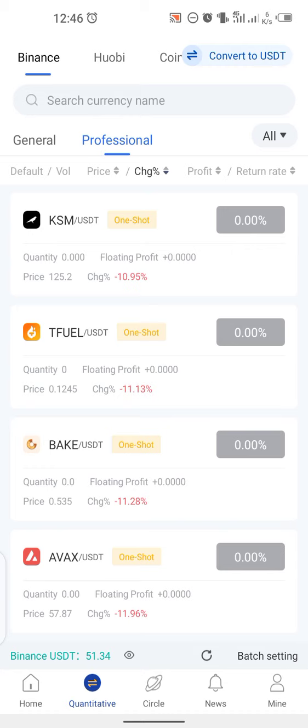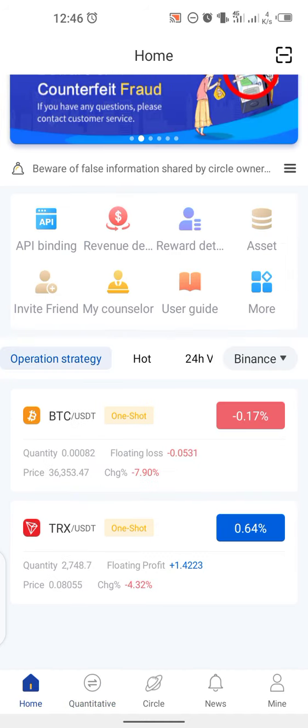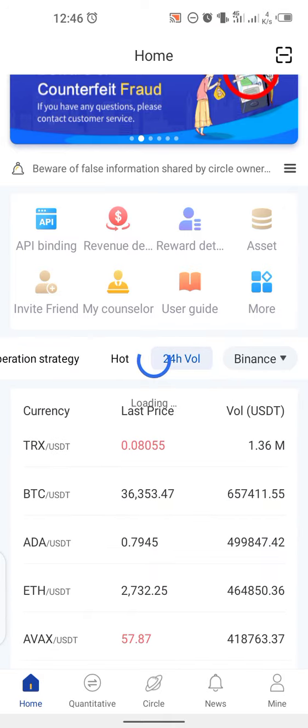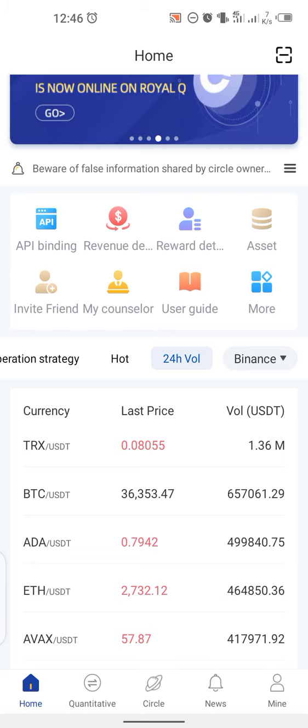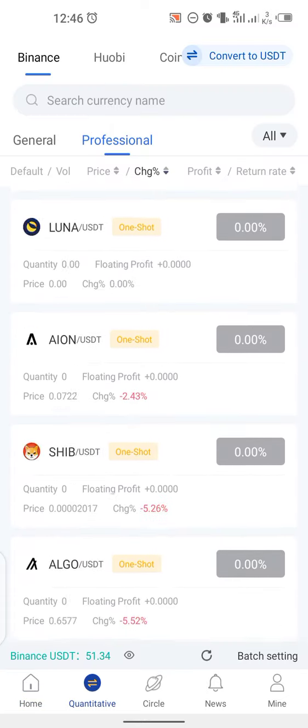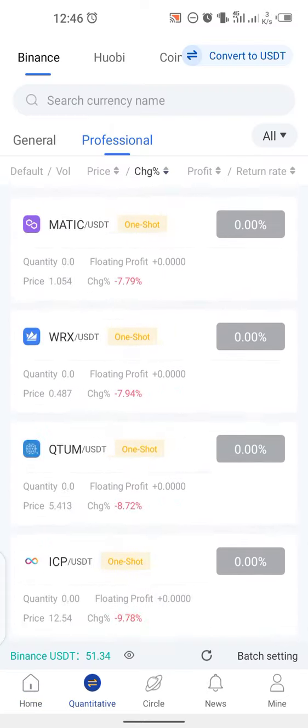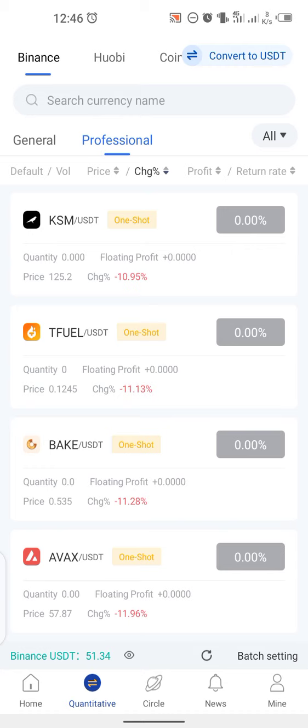For example, if I come here and look at the 24-hour volume, I find that we have TRX, which I'm already trading. We have BTC, which I'm already trading. We have Cardano, which I'm not trading. We have Ethereum and AVAX. But when I come here on quantitative, on the professional, I find there is AVAX, all right?